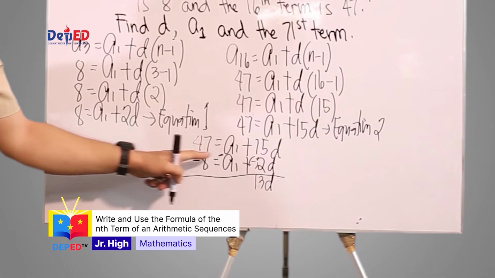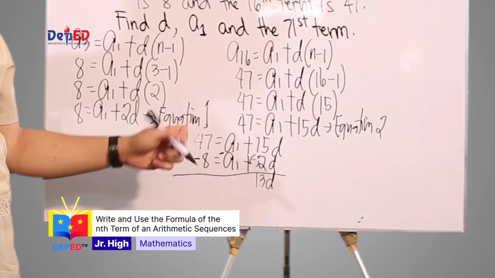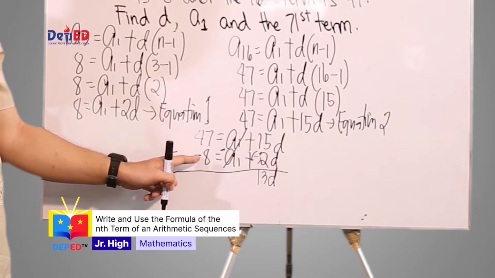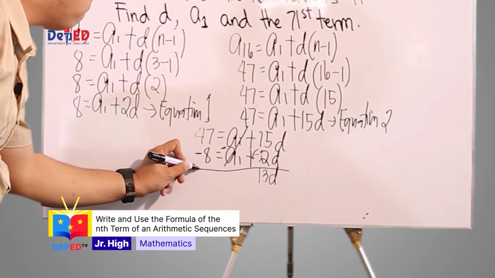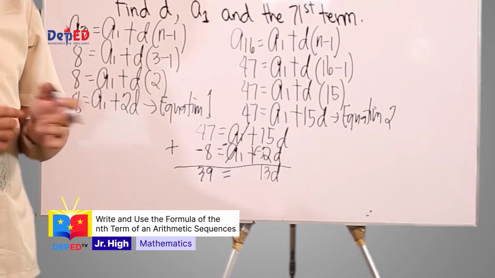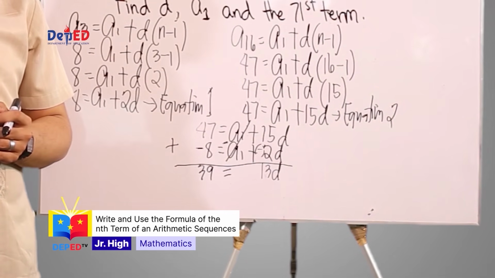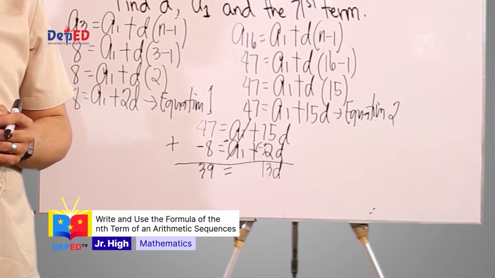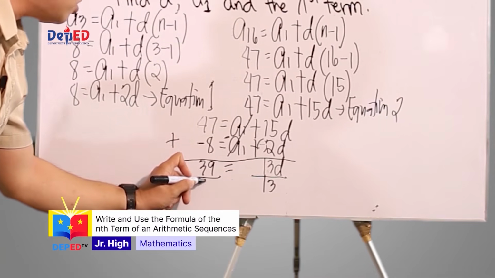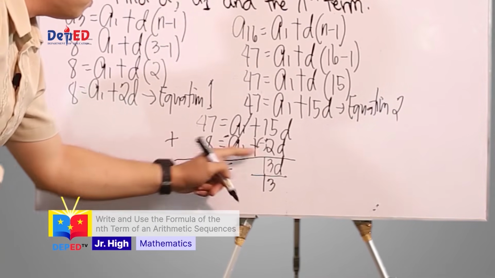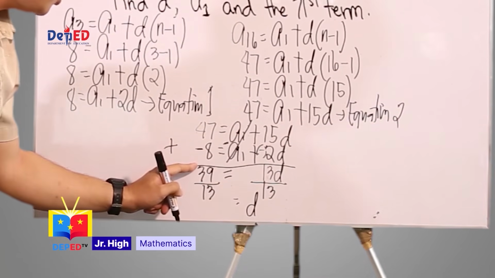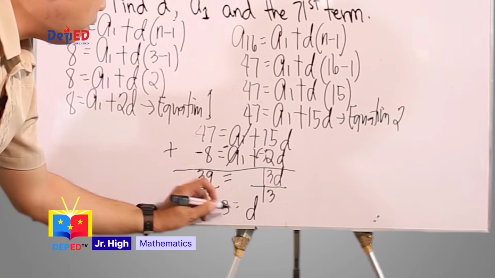A sub 1 plus negative a sub 1 will give us 0, so this will be cancelled. And 47 plus negative 8 will give us positive 39. Next, isolate d by dividing both sides by 13. So that's 13, and divide by 13. 13 divided by 13, what's left will be d, and 39 divided by 13 will be 3.